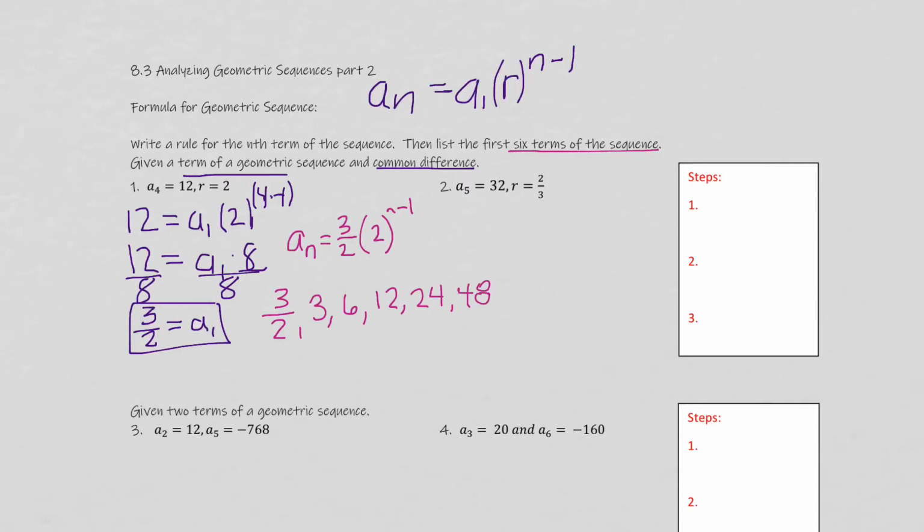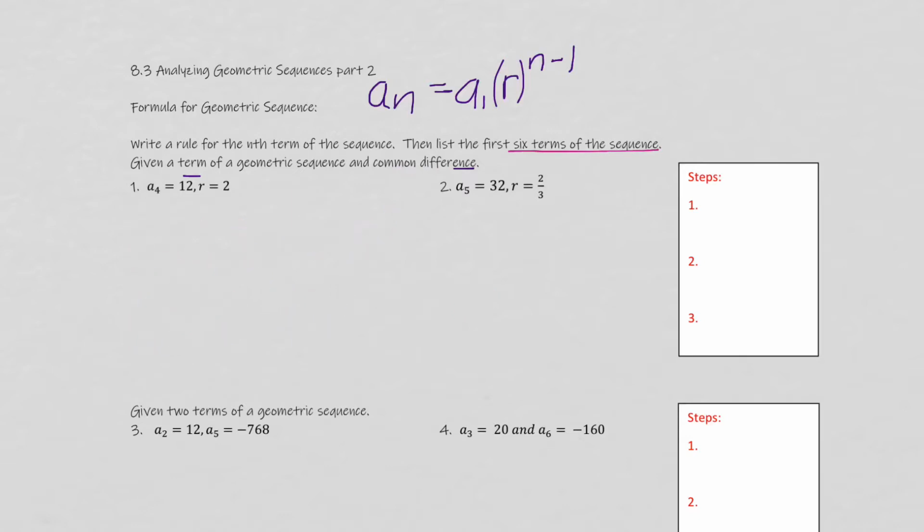If I don't like working that way, I can plug each one of the term values in here. I could have plugged 1 in for my n and worked it out, and plugged 2 in for my n and worked it out, just like you did earlier in the unit. Okay?